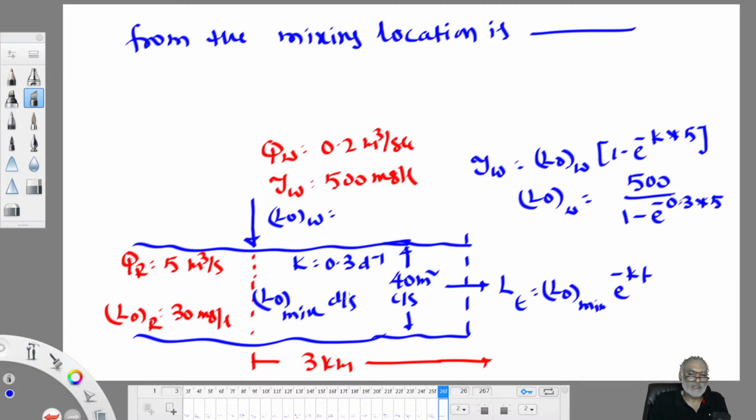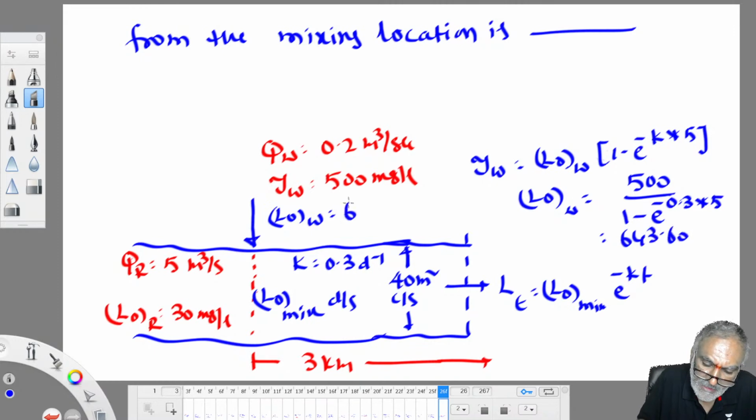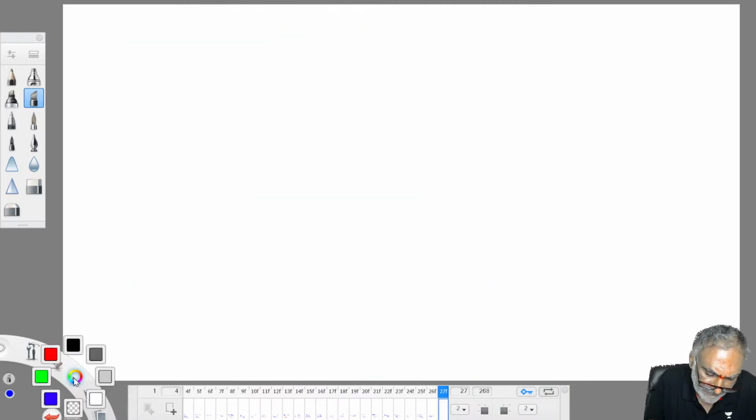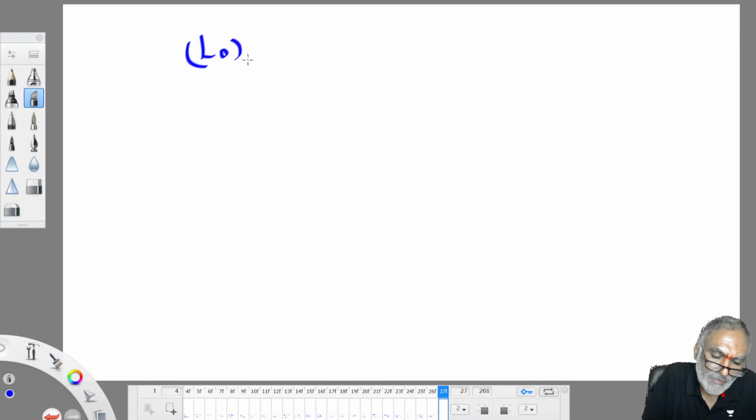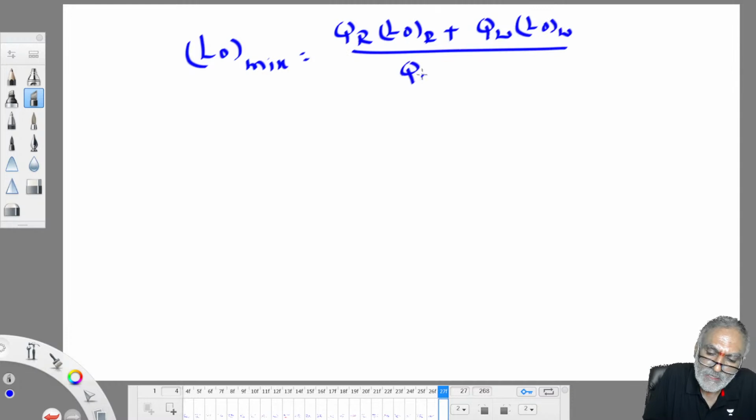This is 643.60 milligram per liter. Now we can find out L0 mix. After that it is simple only. So L0 mix is equal to Q river into L0 of river plus Q wastewater into L0 of wastewater, by Q river plus Q wastewater. So 5 meter cube per second into 30.